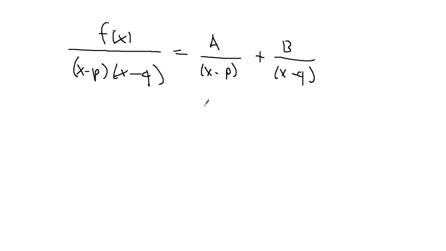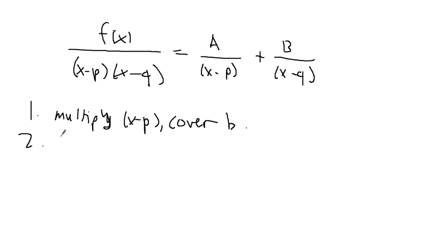So you'll have step 1, multiply by x minus p, and then cover b. Step 2, evaluate f of p over p minus q.